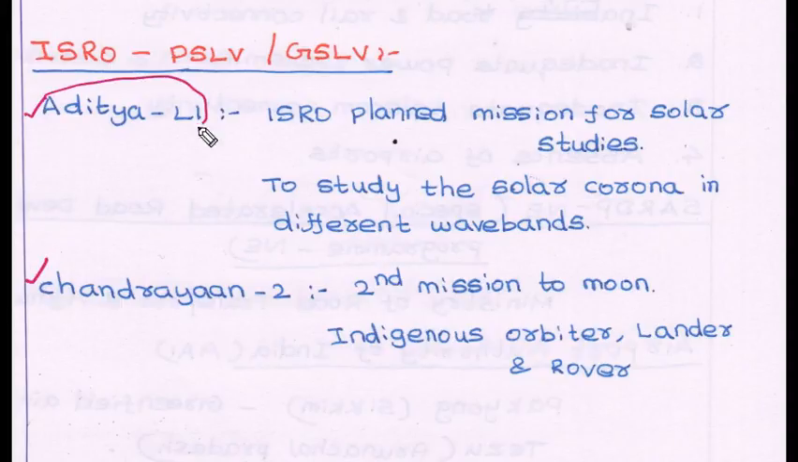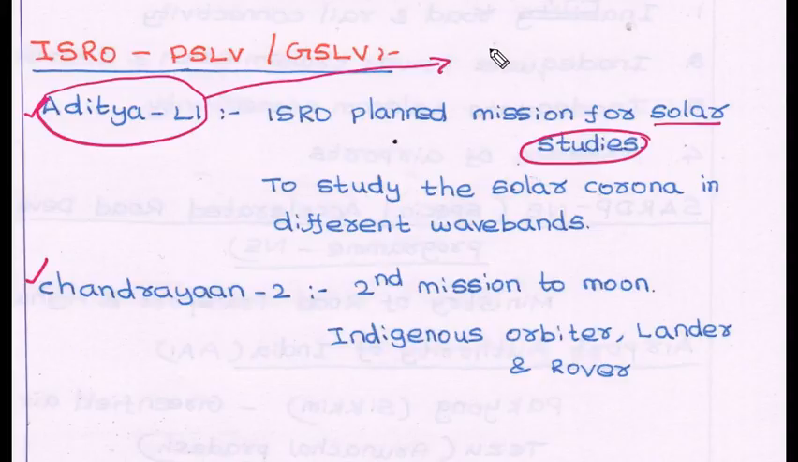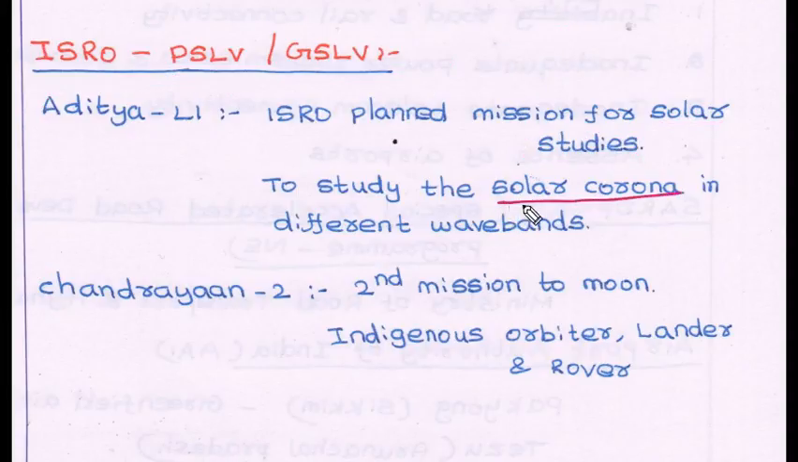One is Aditya L1. Aditya L1 is the ISRO's planned mission for solar studies. ISRO will launch Aditya L1 to study the sun's corona. Corona is the outer surface. So the purpose is to study the solar corona in the different wave bands.